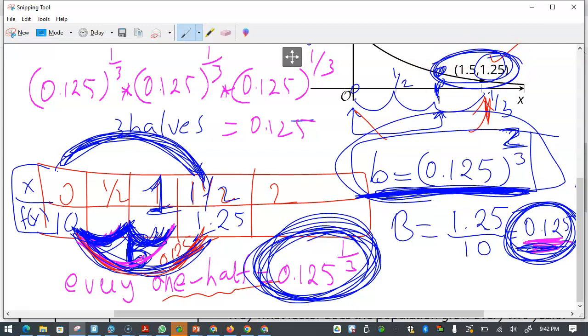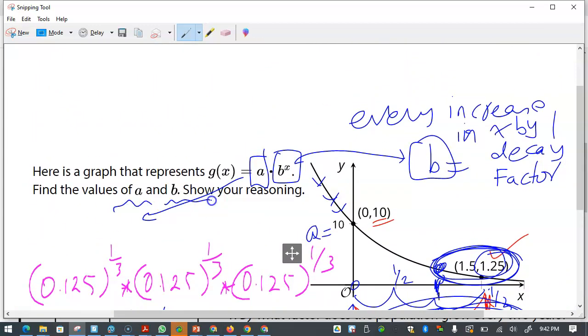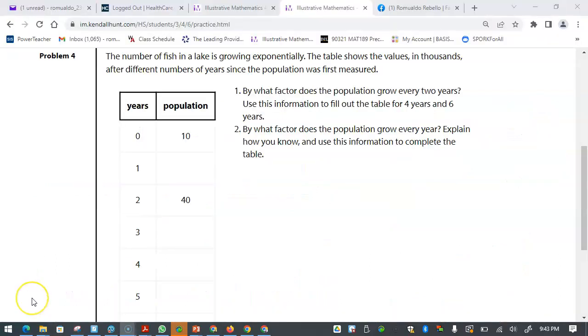So hope this helps. So this is the b. Finally they had asked us what is the value and show your reasoning, and we showed the reasoning. So the b is 0.125 raised to 2/3. And let's go to the last two.